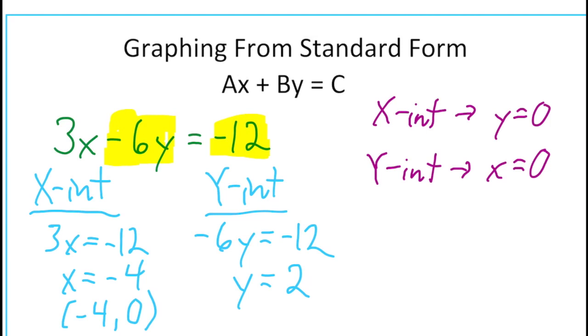Negative 6 times what equals negative 12? It would be negative 6 times positive 2. So remember, in this case, we would let x equal 0, and our y is 2. So with 2 points, you can always graph a line. And on the next page, I'll get a graph out so that we can graph some lines.